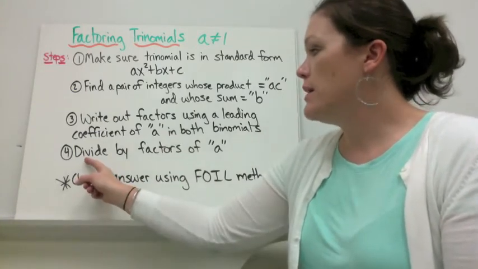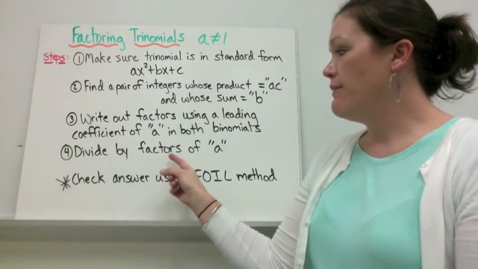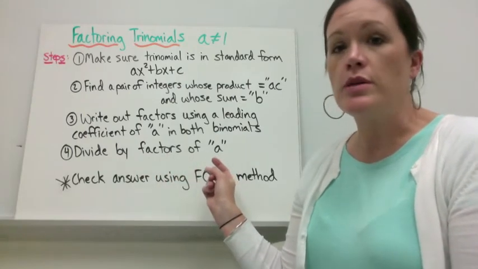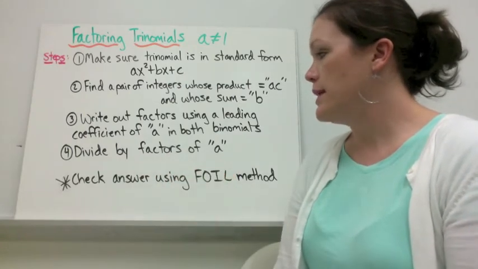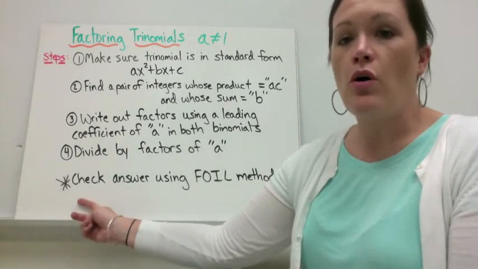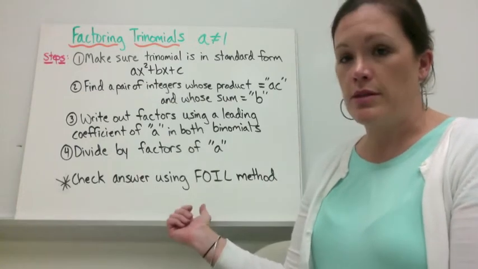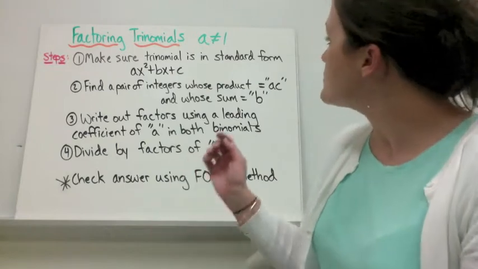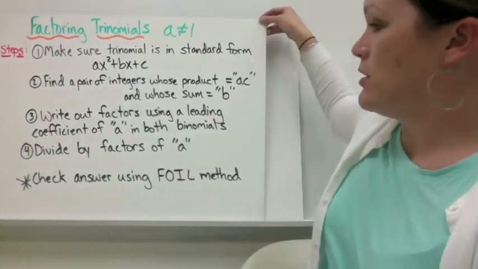And then the fourth step is to divide by factors of a. I'll show you what that's talking about also with our examples. And then of course you can always check your answer using the FOIL method since these will be binomials. Let's take a look.